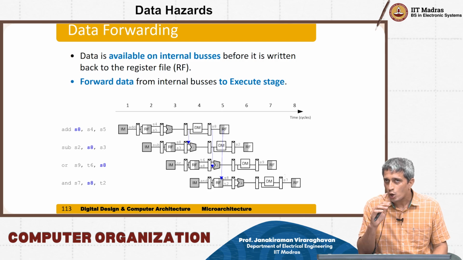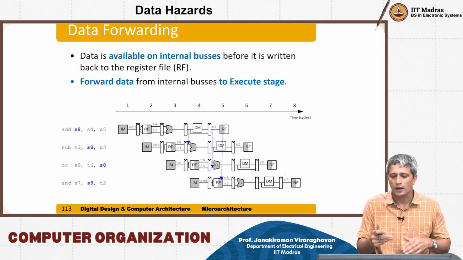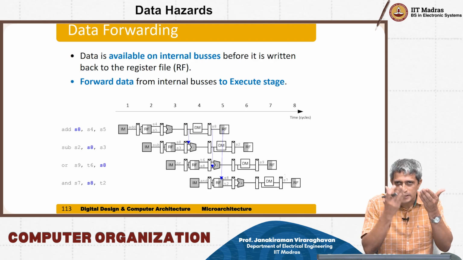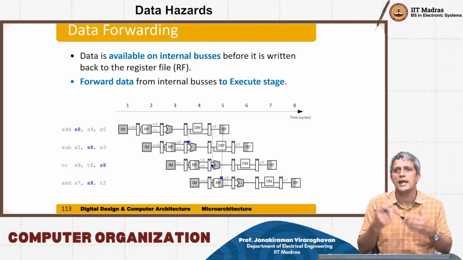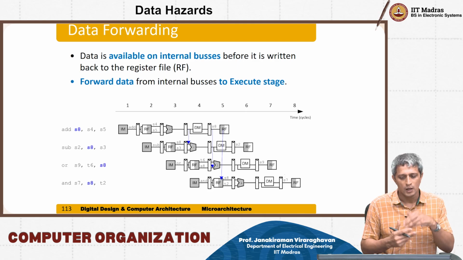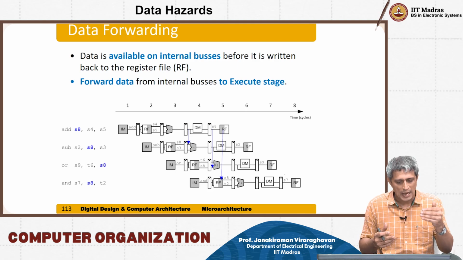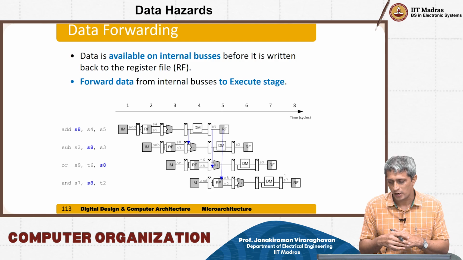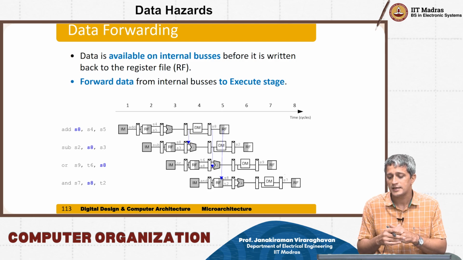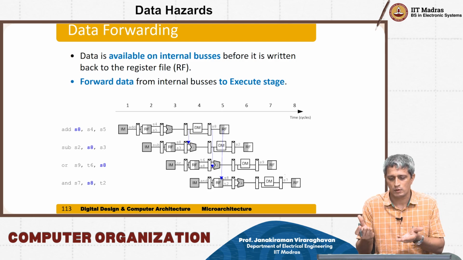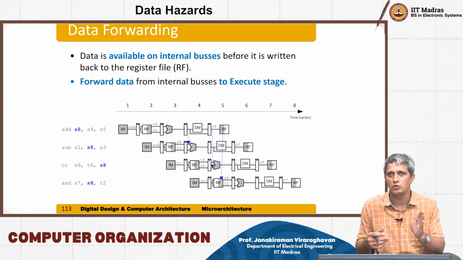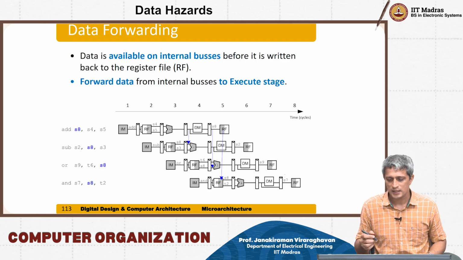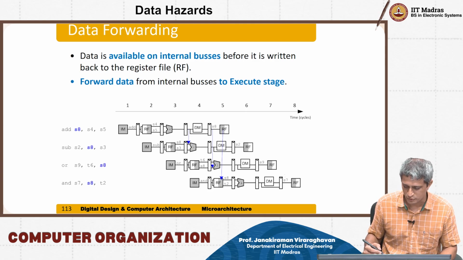So what we want to do is to simply reuse this data from the internal buses and just send it to the ALU for processing. For example, add S8, S4, S3. Clearly, the data is available after clock cycle 3. You read, the ALU gives you the result, and then the subsequent flip-flop is going to capture that.